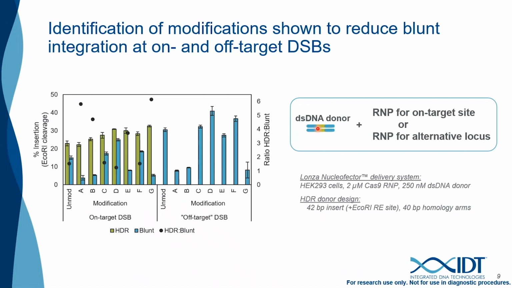So after editing, we then amplified the target sites and assessed insertion using EcoRI digestion. Based on the sizes of the digestion products, we were then able to quantify the HDR rates and the blunt insertion rates. In general, in this experiment, we were looking for modifications such as G. You can see in green here, we get an increase in the HDR rates relative to the unmodified donor. You can see we get a nice decrease in blue in the blunt insertion rates as well at both the on-target and off-target sites. And we get a nice boost to the ratio of HDR to blunt rates as a result.